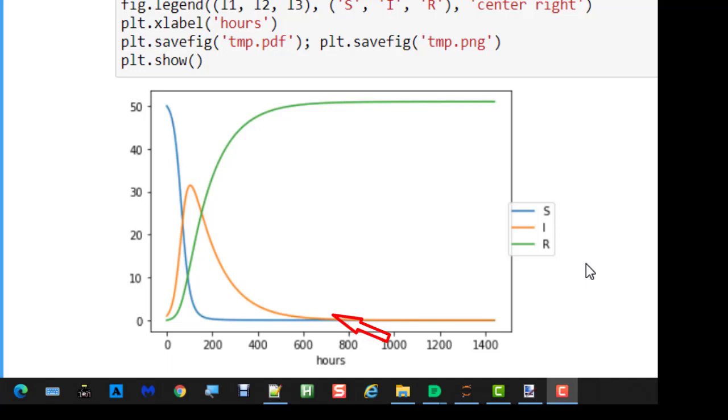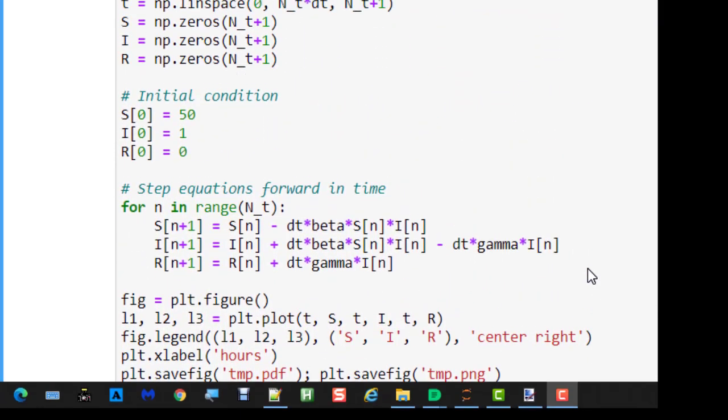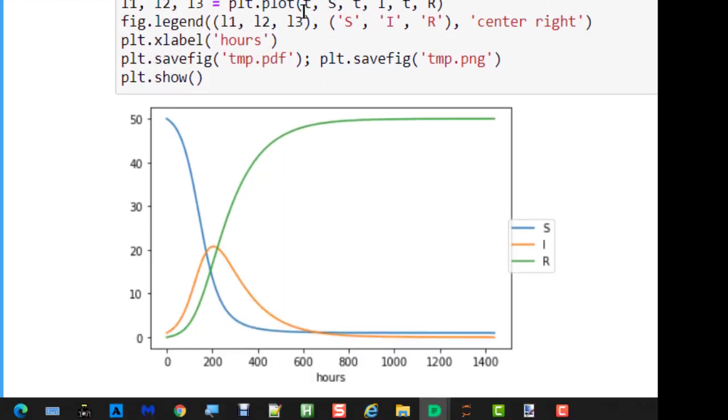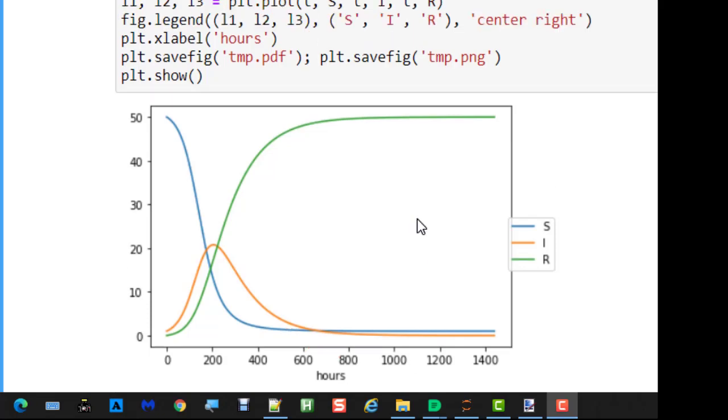Obviously, the predictions depend heavily on the beta and gamma parameters that we supply to the model. What if beta were a smaller number? What if beta were smaller than the 10 divided by 40 times 8 times 24? Say it was 5 divided by 40 times 8 times 24. We see that the virus infects a maximum of only 20 individuals before the recovery process predominates. Nevertheless, almost everyone became infected.